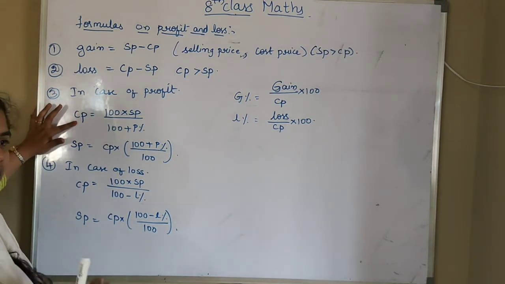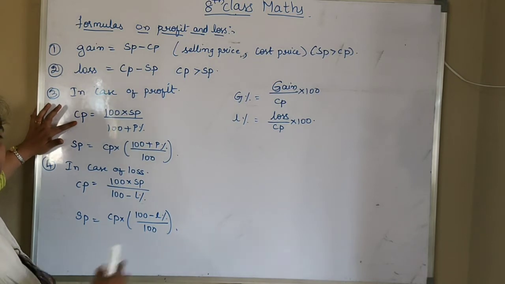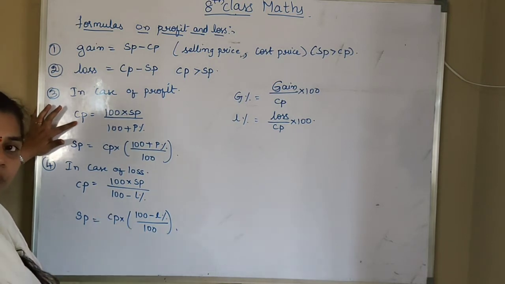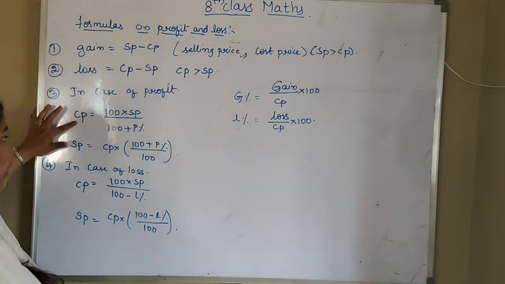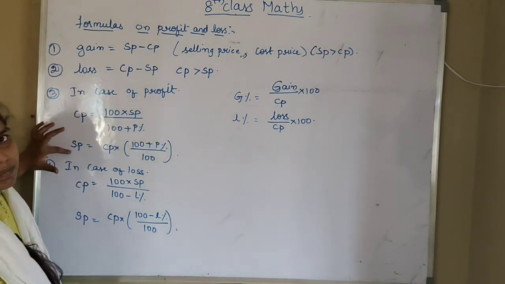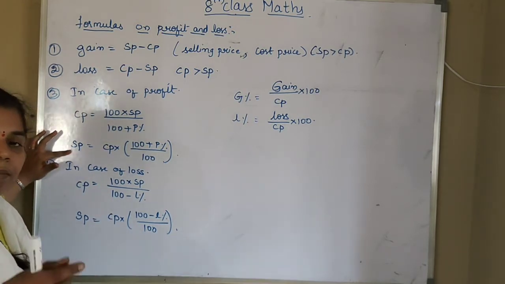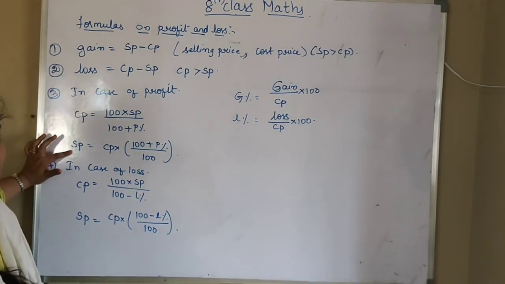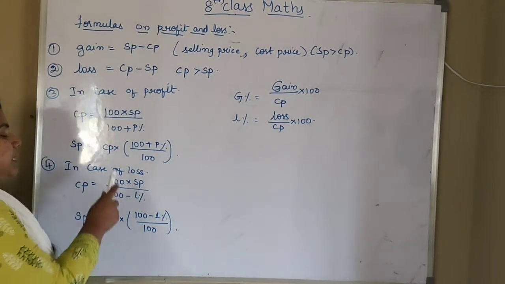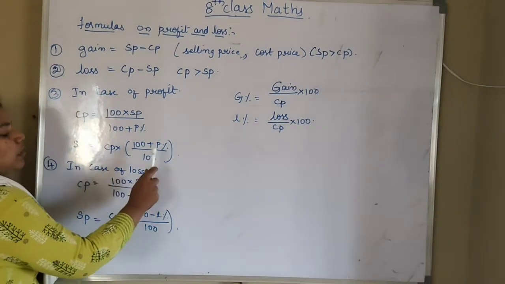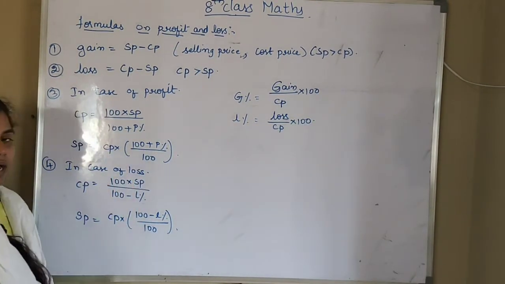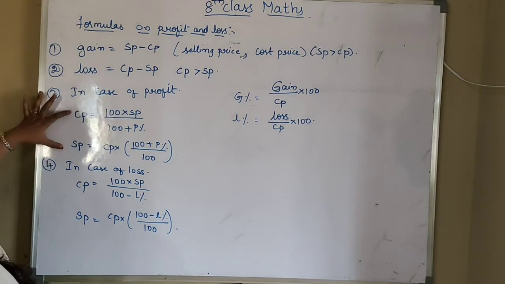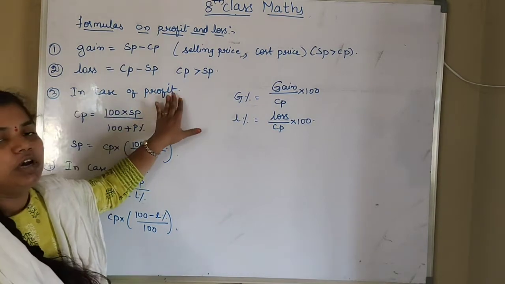Next, in another case, they have given the profit but you have to find the selling price. They have given the profit but you have to find the selling price. So which formula will we use? That is CP into 100 plus profit percentage by 100. So these are our two formulas in case of profit.